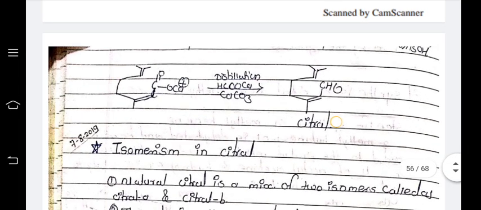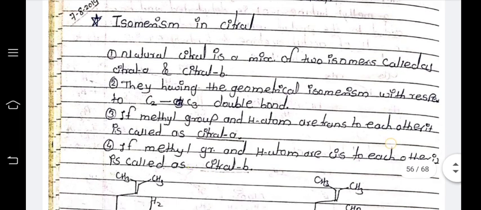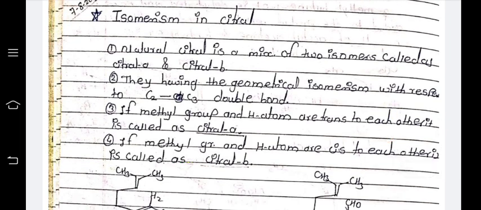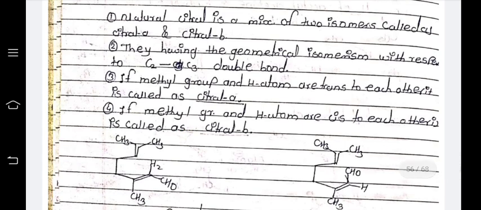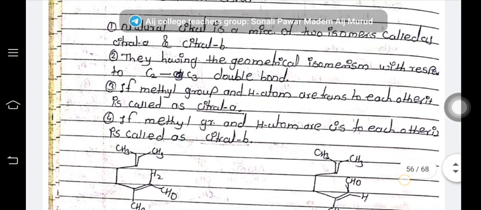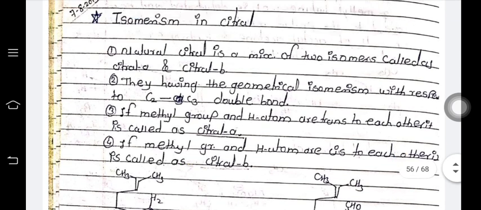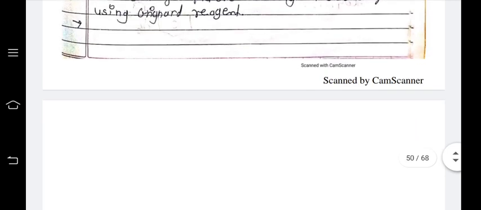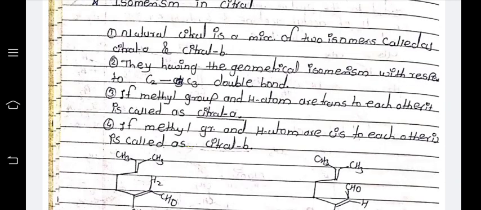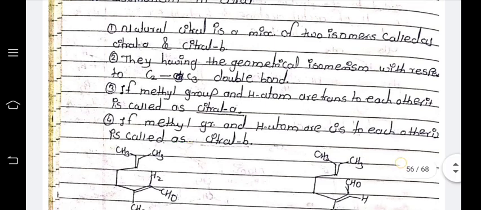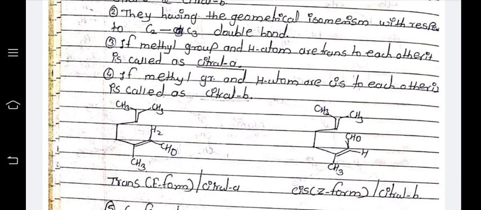Next is isomerism in citral. Natural citral is a mixture of two isomers called citral A and citral B. They have geometrical isomerism with reference to the C2 and C3 double bond.